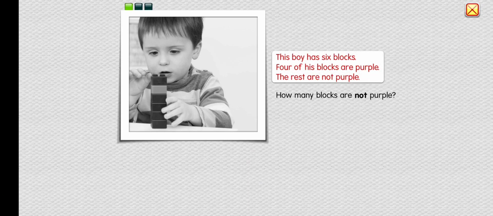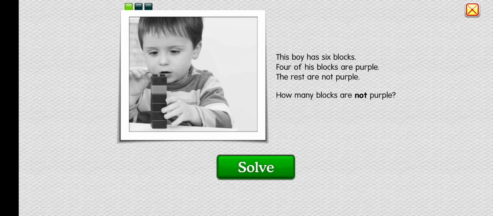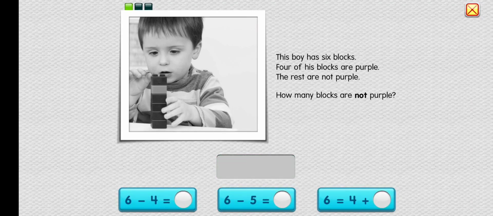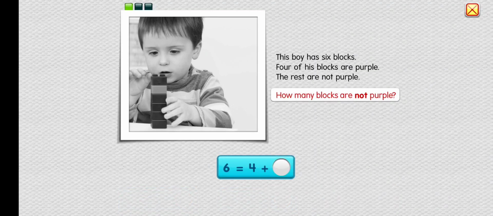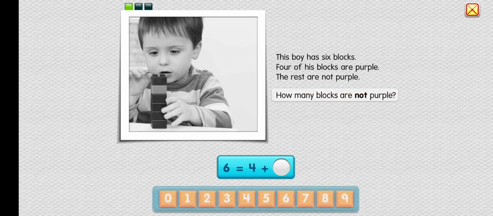This boy has 6 blocks. 4 of his blocks are purple. The rest are not purple. How many blocks are not purple? 2. Yes. 6 blocks equal 4 purple plus 2 not purple.